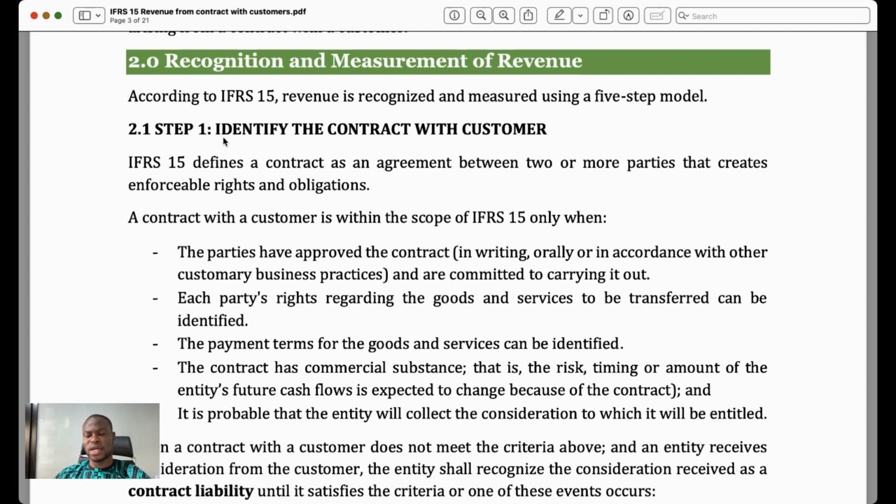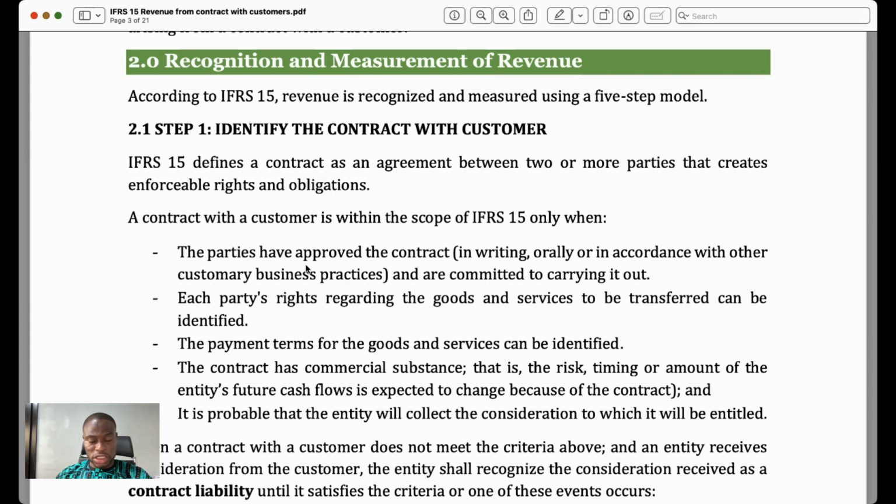A contract with a customer is within the scope of IFRS 15 only if it meets these five criteria. Number one is that the parties must have approved the contract. They must approve it either in writing, orally, or in any other way that they approve contracts. That's one. Two is that each party's rights regarding the goods and services to be transferred can be identified. So each party must know its own rights and obligations.